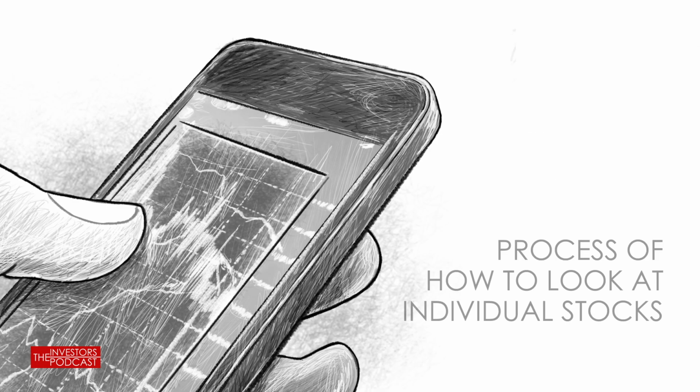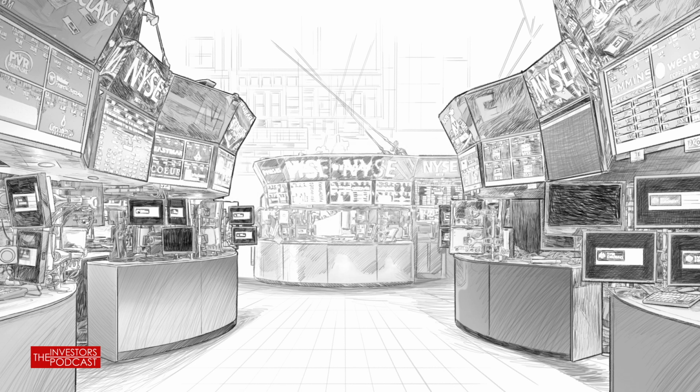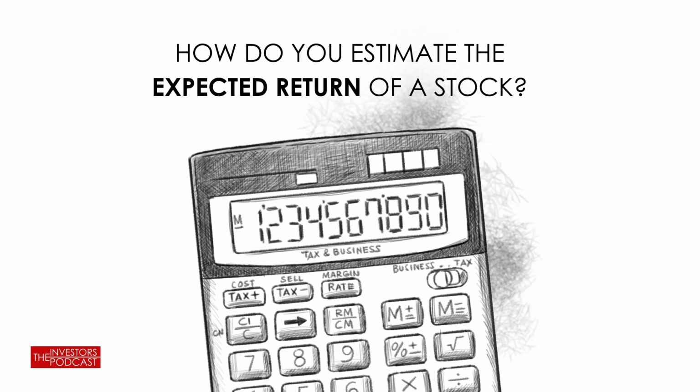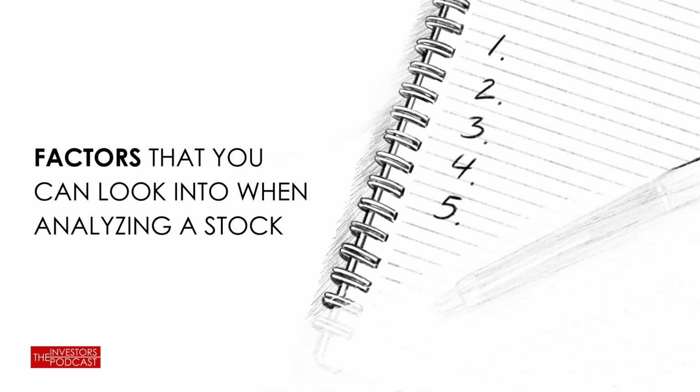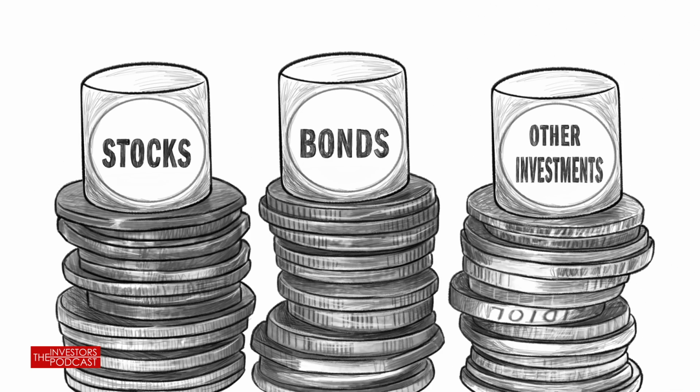This is more the process of how to look at individual stocks, because what we saw in the earlier video in lesson 1 was that if the American stock market is priced at, call it 3.5%, we can get a higher return, or we can hope to get a higher return from individual stock picking. But how do you estimate the expected return of a stock? So that's basically what we're going through, and we're going through some of the different factors that you can look into when analyzing a stock, so it's easy for you to compare it to a bond or any other kind of investment that you might also be looking at.